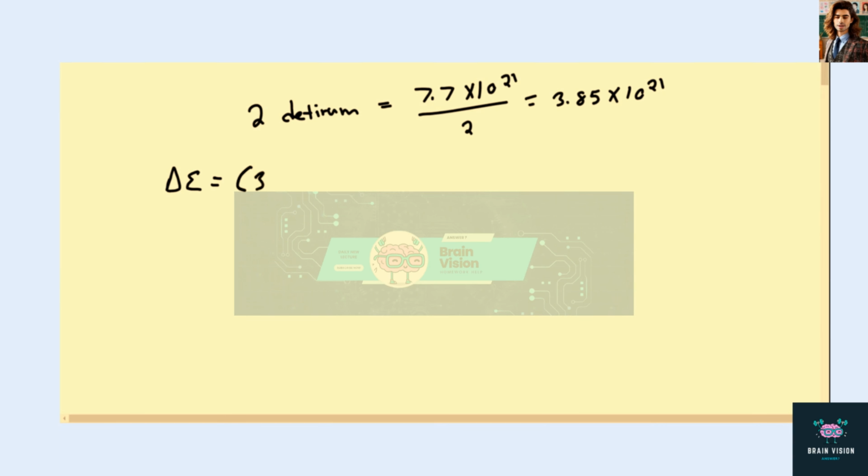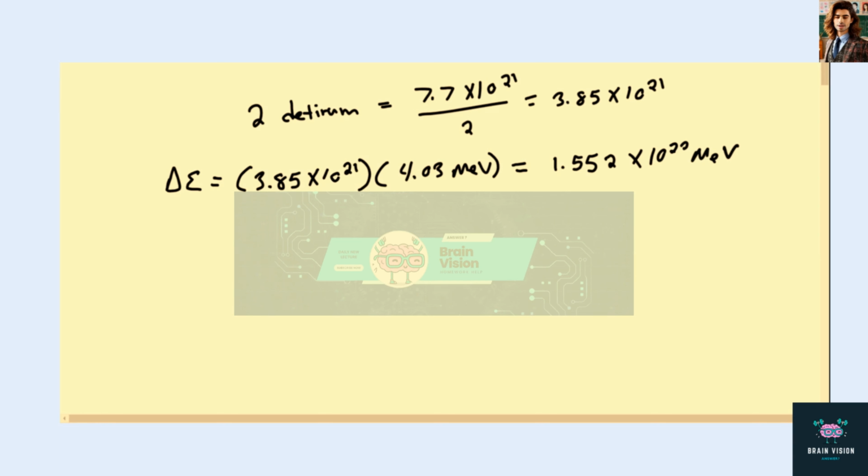So we have 3.85 times 10 to the 21 times the 4.03 MeV that we had in the appendix. And that's going to equal 1.55 times 10 to the 22 MeV. And we need to convert this to joules.